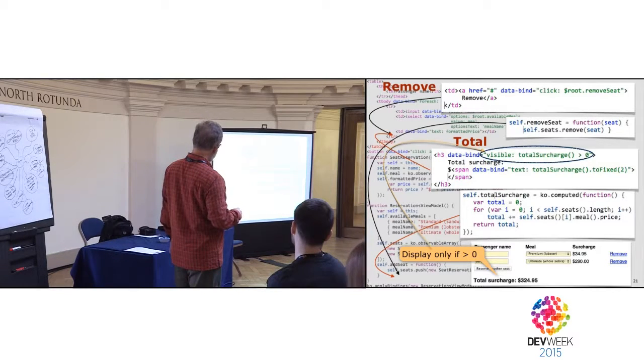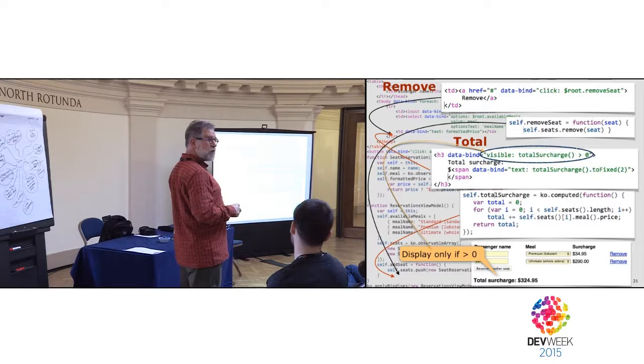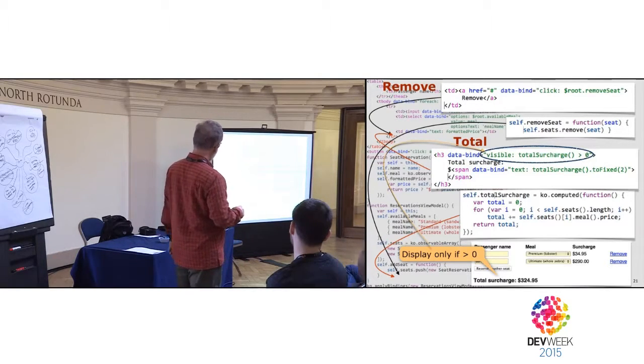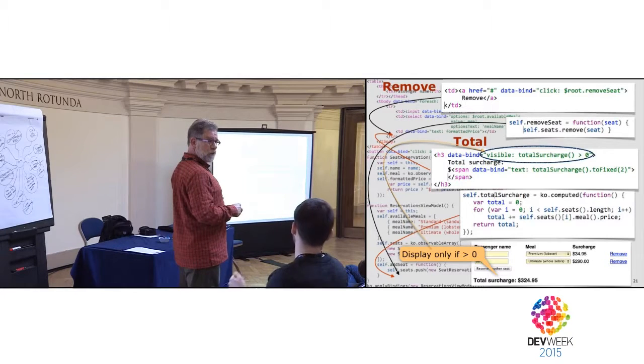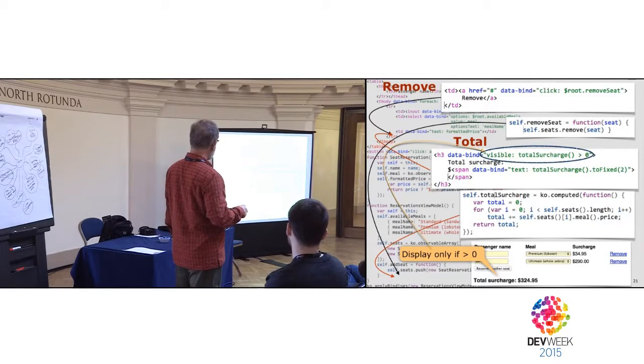So this is an H3 element. It's bound using the visible attribute that we were looking at a moment ago. So if the surcharge is greater than 0, then this H3 is visible. If the surcharge is not greater than 0, then the H3 element will not be visible. If it is visible, it'll have the text total surcharge, followed by, and this is a text binding of the sort that we've been looking at earlier, whatever value is returned from total surcharge dot to fixed. That's what we're displaying.